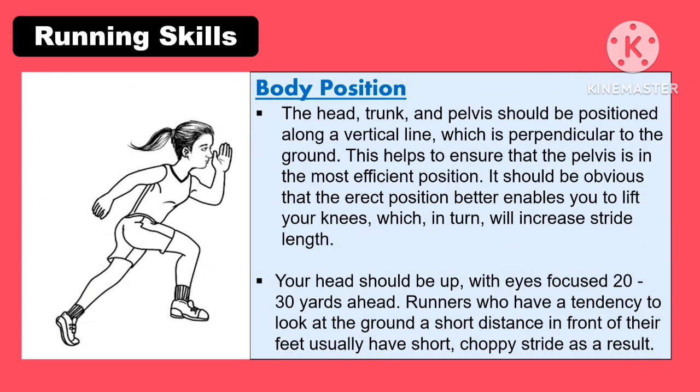The following are the running skills. The first one is the body position. The head, trunk, and pelvis should be positioned along a vertical line which is perpendicular to the ground. This helps to ensure that the pelvis is in the most efficient position. It should be obvious that the erect position better enables you to lift your knees, which in turn will increase stride length. Your head should be up with eyes focused 20 to 30 yards ahead.